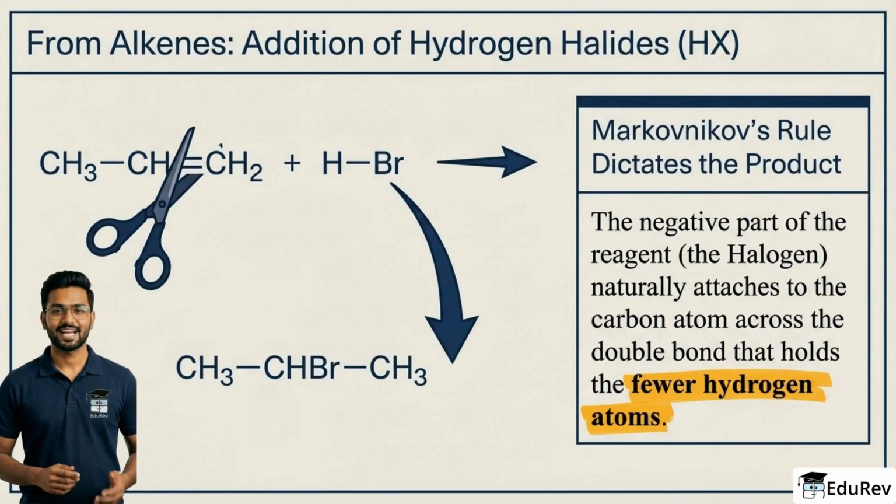Hydrogen halides add across the double bond, and the product is decided by Markovnikov's rule. The halogen goes to the carbon with fewer hydrogen atoms, so the more substituted carbon gets the halogen. If you ignore this orientation rule, you'll get the product wrong even if you know the reaction.